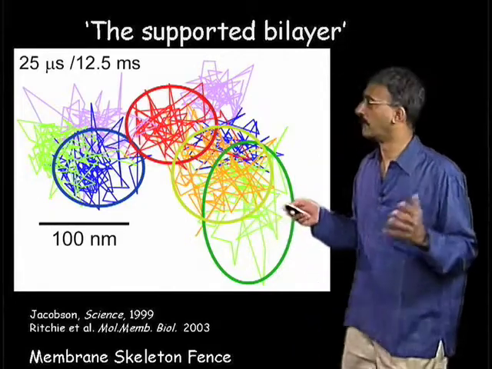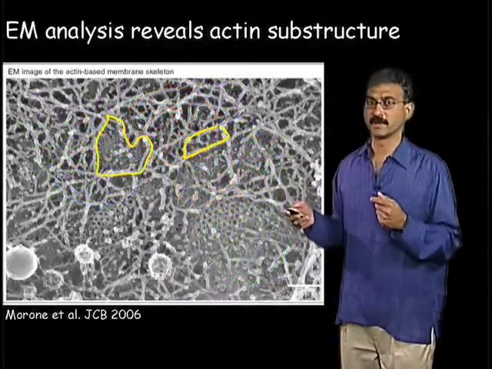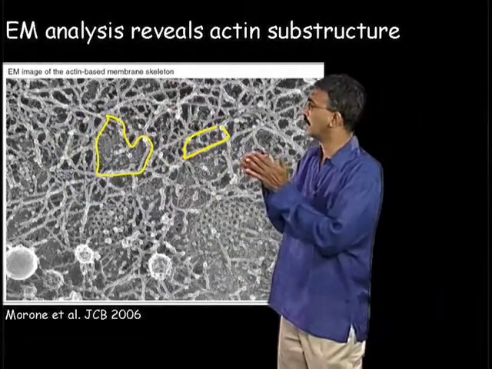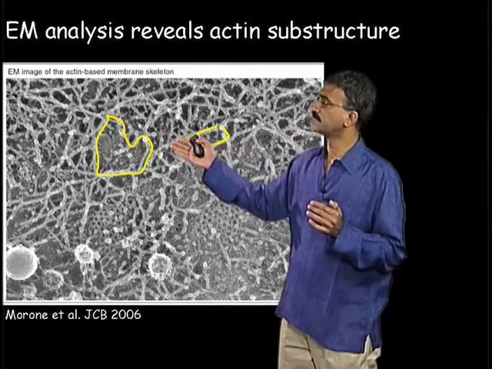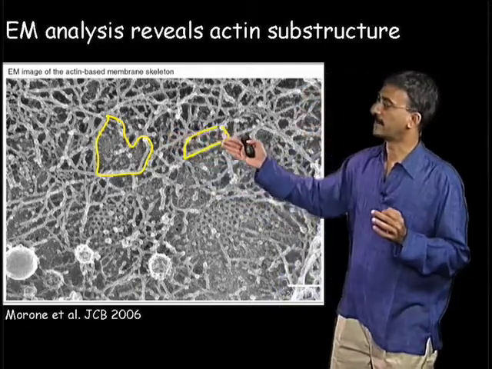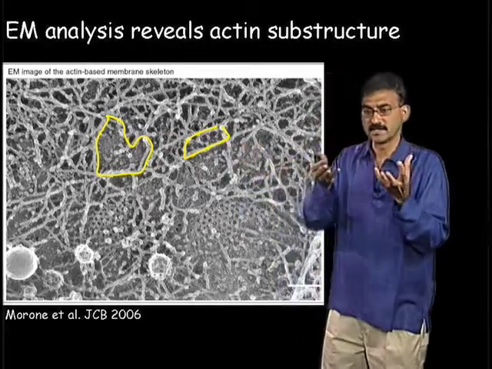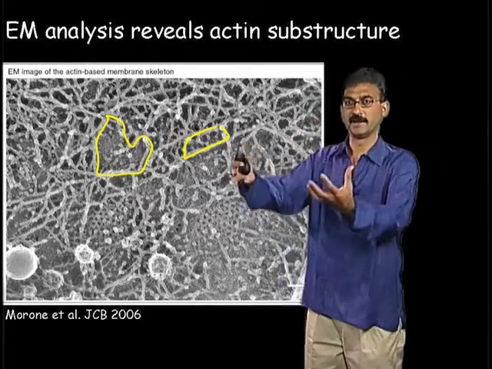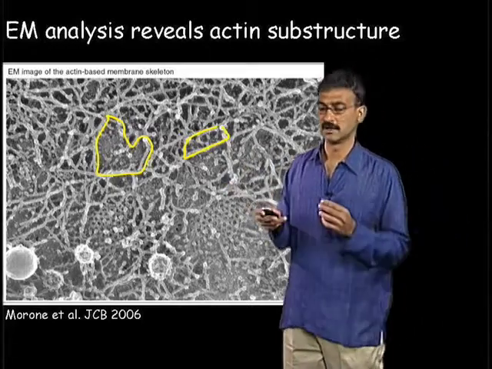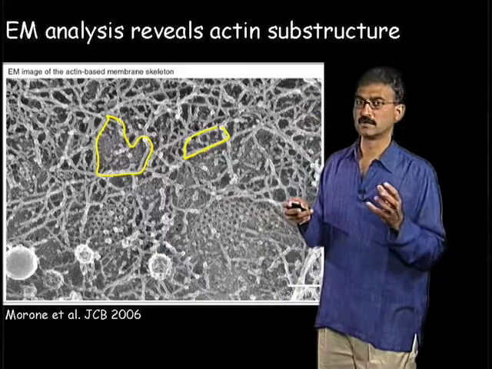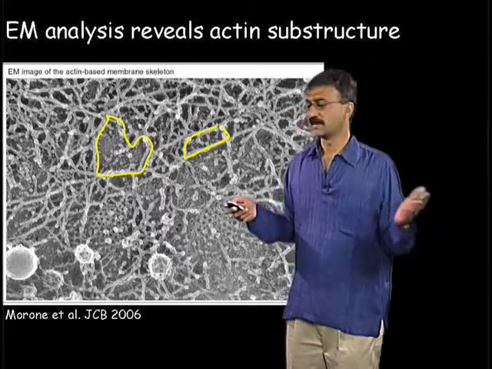And when again Aki Kusumi's group looks at the underside of the plasma membrane, very close to the lipid bilayer, they find that the cytoskeleton seems to be also arranged in a pattern that corresponds to these domains in which these lipids seem to be confined, or these proteins seem to be confined in diffusion during their diffusional process.